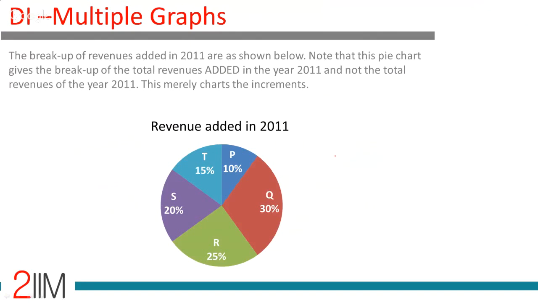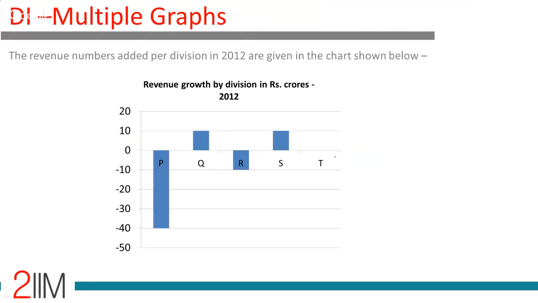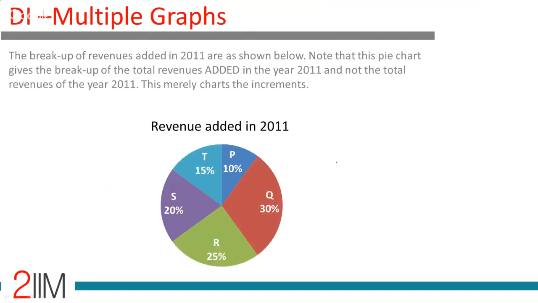Now, the breakup of revenues added in 2011 are as shown below. In 2012, we know these are the different numbers. T, we don't know whether it's 0 or missing. Figure that out. 2011, this is the revenue added in 2011, not the total revenues of the year 2011. So whatever was added from 2010 to 11 has been added in this ratio. Wonderful.